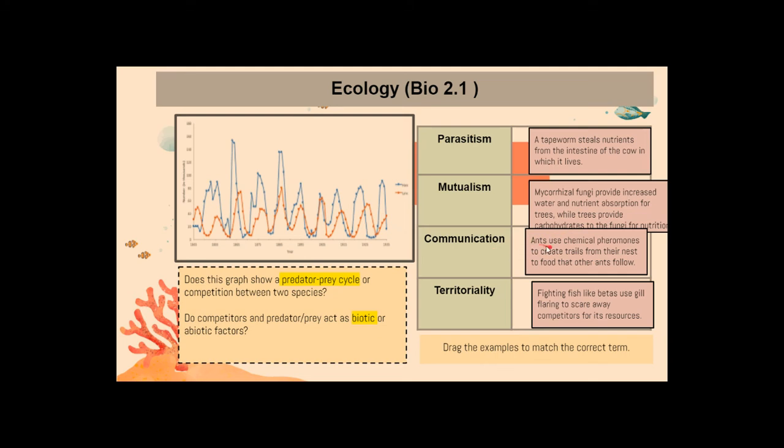An example of communication is ants use pheromones to create trails from their nests to food that other ants follow. An example of being territorial is fighting fish like bettas will use gill flaring to scare away competitors.